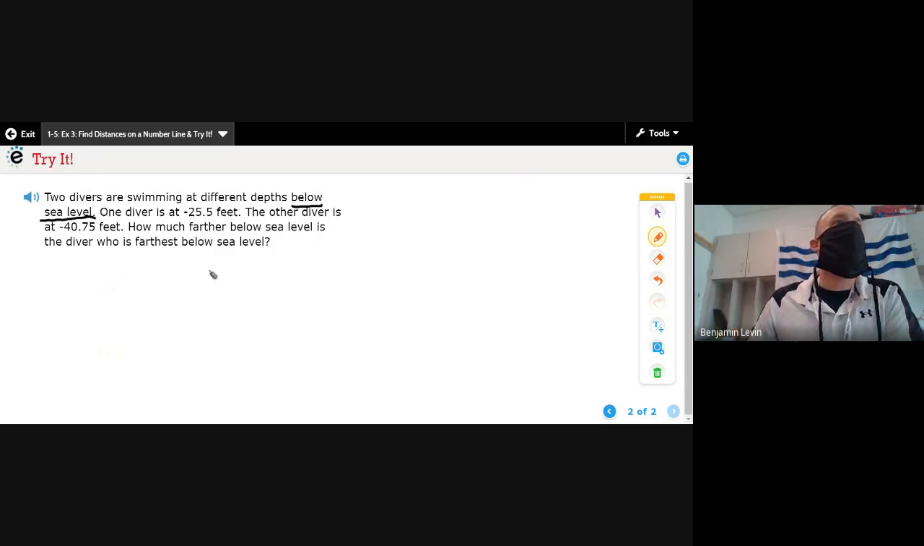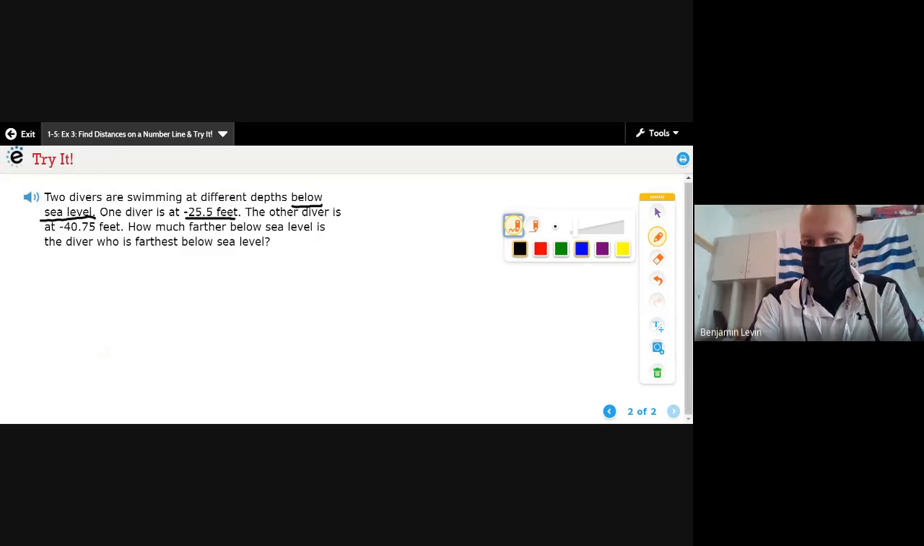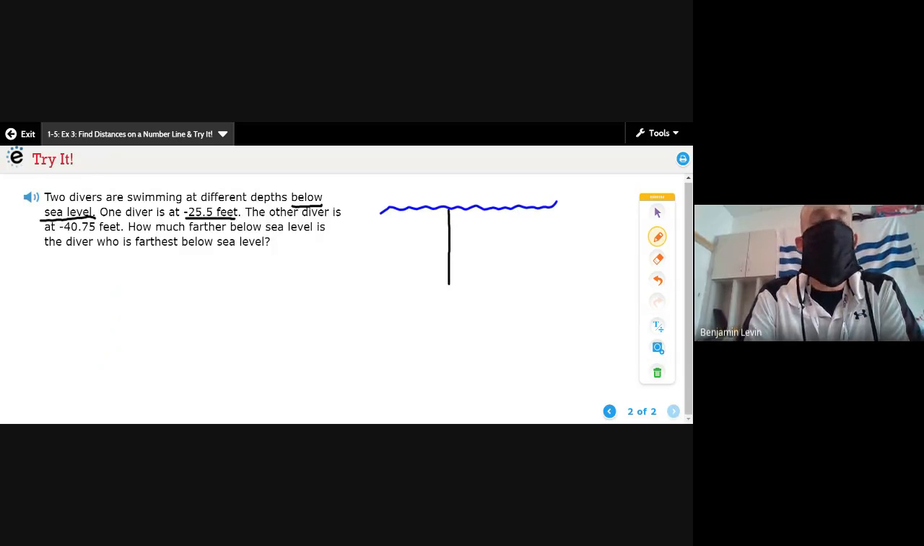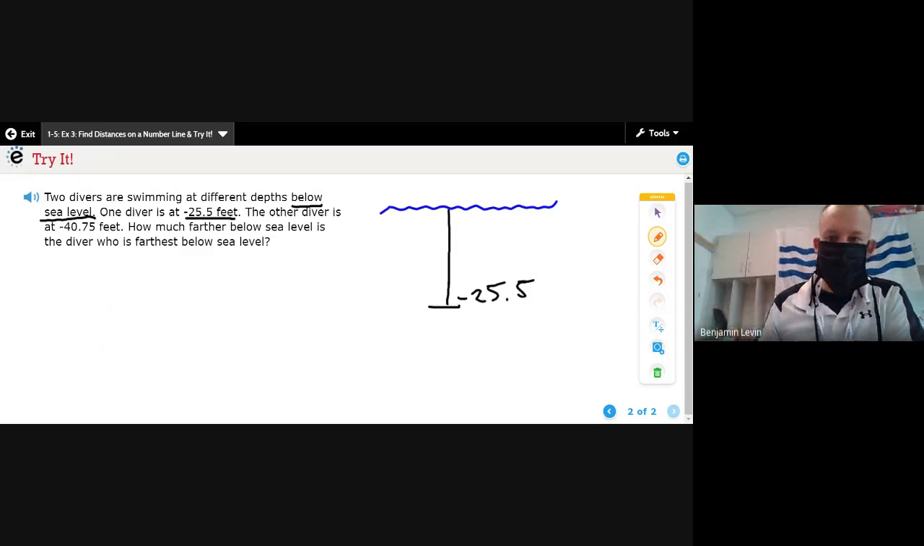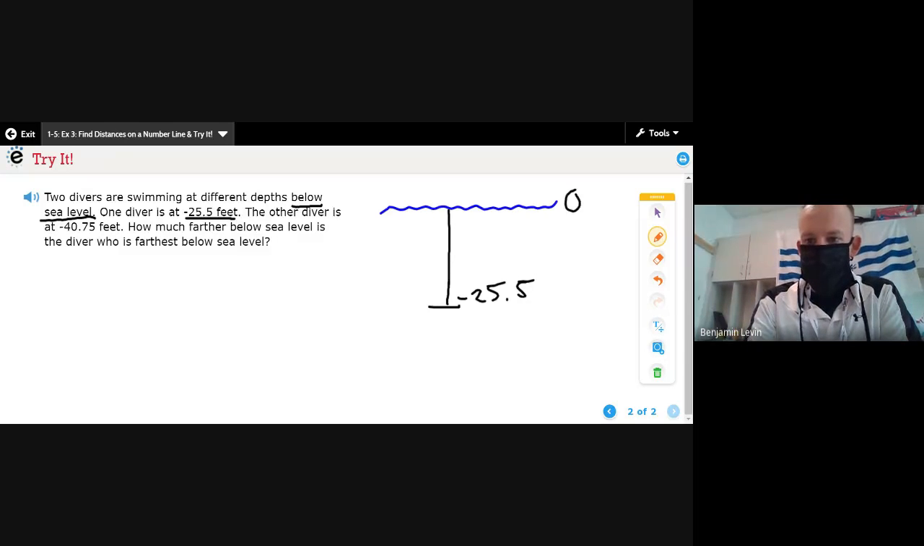So one diver is at negative 25.5 feet. So he is 25 and a half feet below sea level, right? So here's the sea level. Make this all fancy. I'll make it blue. Purple. Water isn't purple, water's blue. I'm going to make it blue. So diver 1 is 25.5 feet below sea level. Oh, let's black. 25.5 feet, right? And it's negative because he's below sea level, right? The sea level would represent 0 feet, right?